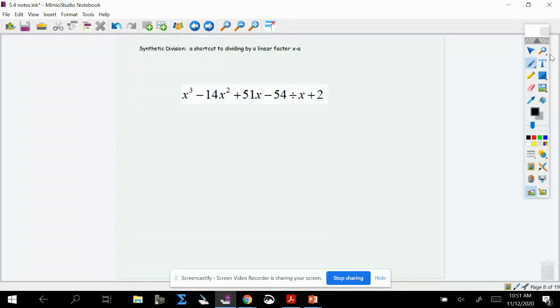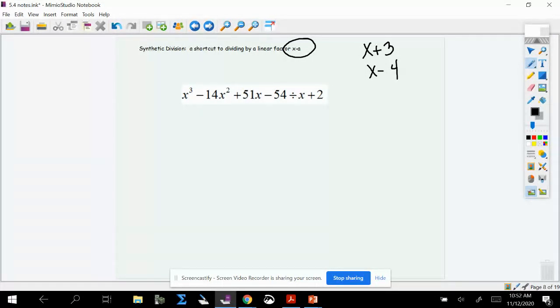It is a shortcut that can be used as long as your divisor is something that is linear and that it is just x minus a number or x plus a number. So you can do it if you're dividing by x plus 3, you can do it if you're dividing by x minus 4. As long as you are dividing by a simple linear binomial, this shortcut will work.